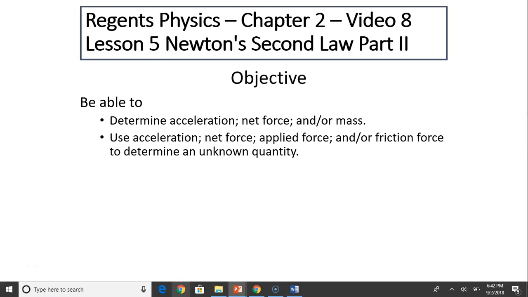This is Regents Physics Chapter 2, Video 8. Today's lesson is Newton's second law, Part 2. The objective for today is to be able to determine acceleration from force and/or mass, and use the acceleration to determine unknown quantities such as applied force or friction force. Basically, it is to apply Newton's second law.